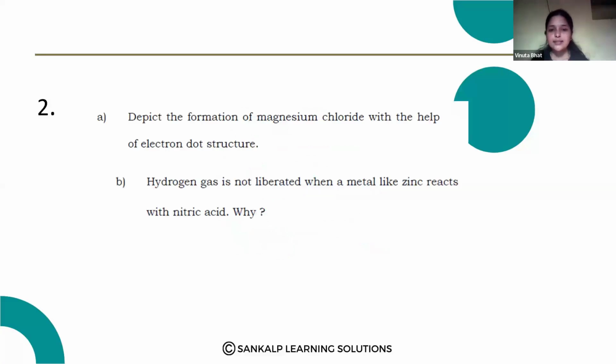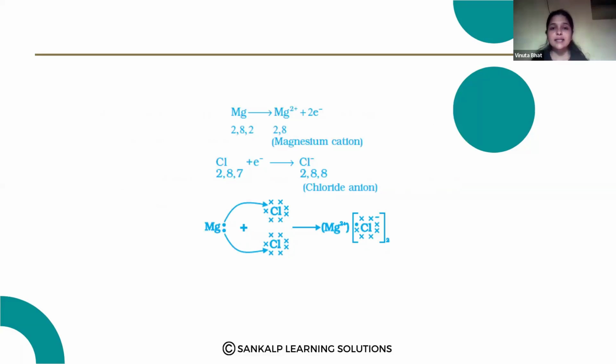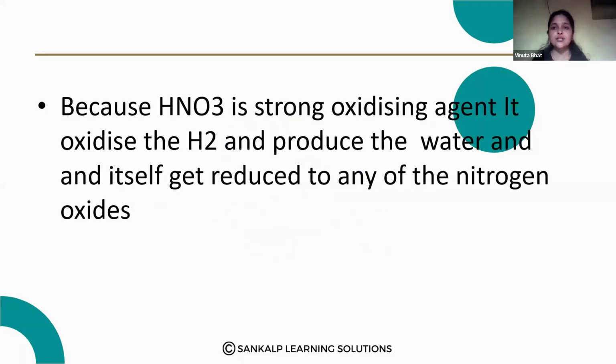Second one, hydrogen gas is not liberated when a metal like zinc reacts with nitric acid. Why? Here, because nitric acid is a strong oxidizing agent, it oxidizes the hydrogen and produces water and itself gets reduced to any of the nitrogen oxides.